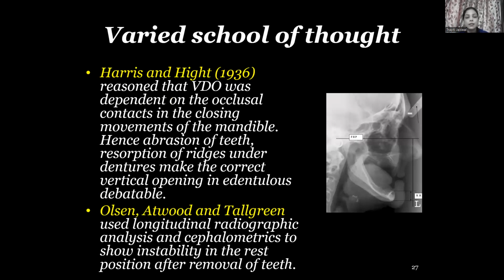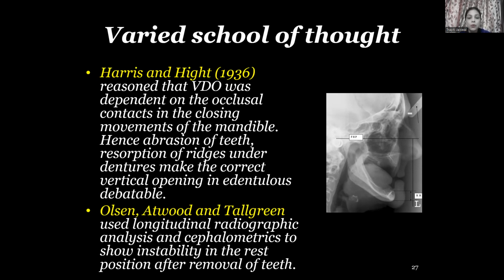Another school of thought regarding the vertical dimension is Harrison's. He reasoned that vertical dimension of occlusion was dependent on the occlusal contacts and the closing movements of the mandible. Hence, abrasion of the teeth and resorption of ridges make the correct vertical opening in the edentulous debatable. He said that vertical dimension is only dependent on the occlusal contacts and the closing movements of the mandible. And when there is resorption of ridges, how could we maintain or restore the same vertical dimension of occlusion?